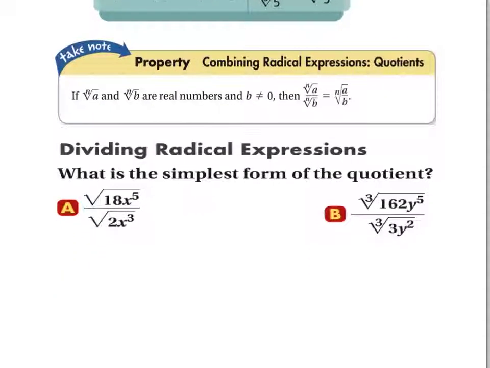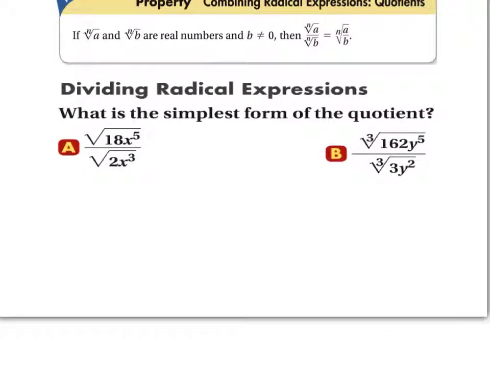Okay, so let's take a look at some examples. First example, letter A. We've got the square root of 18x to the 5th over the square root of 2x to the 3rd. Since they're both the same root, I'm going to put them underneath the same root: 18x to the 5th divided by 2x to the 3rd. Now we can simplify since they're all in the same root. 18 divided by 2 is 9.